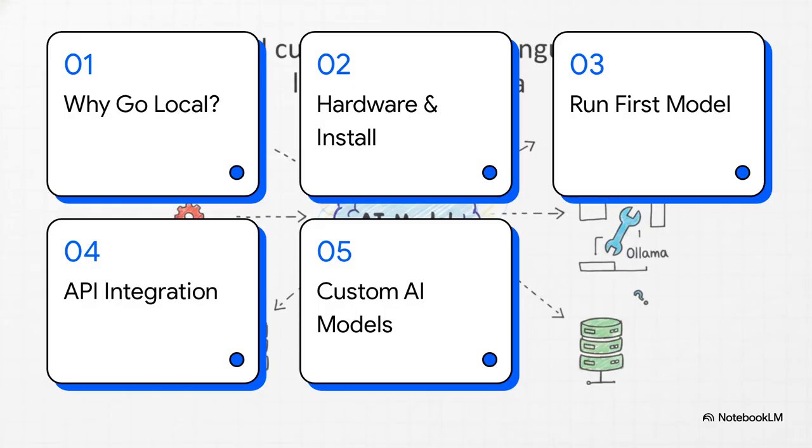All right, let's just take a quick look at our Zero to Hero roadmap for today. We'll start with why you'd even want to go local. Then, we'll cover hardware limits and getting it installed. After that, we're running your very first model, connecting your own apps via an API, and to wrap it all up, the really fun part, building custom AI personalities.